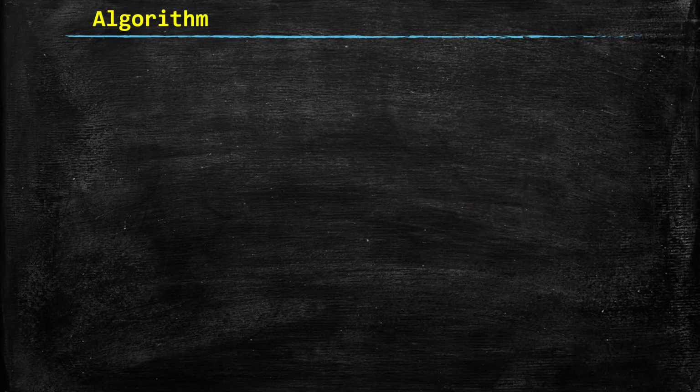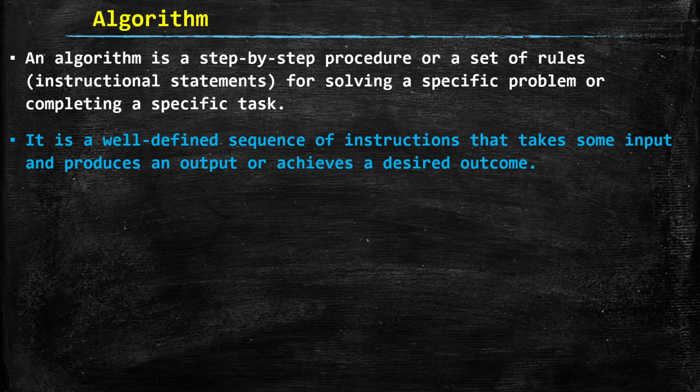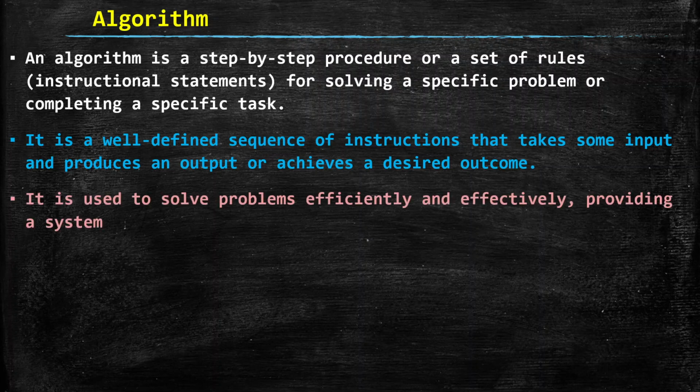First, let's define what an algorithm is and why we have to learn it. An algorithm is a sequence of steps, or sequential instructional statements, for solving a specific task. If you are going to solve any problem, you have to find the different actions, statements, and instructions. That is the algorithm. It is a well-defined sequence of instructions in sequential order that takes some input and provides outputs to achieve our desired outcomes.